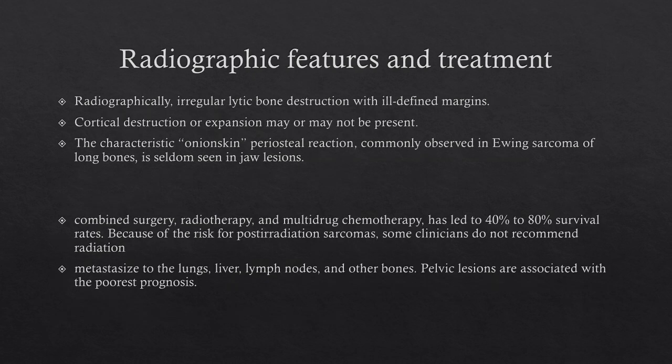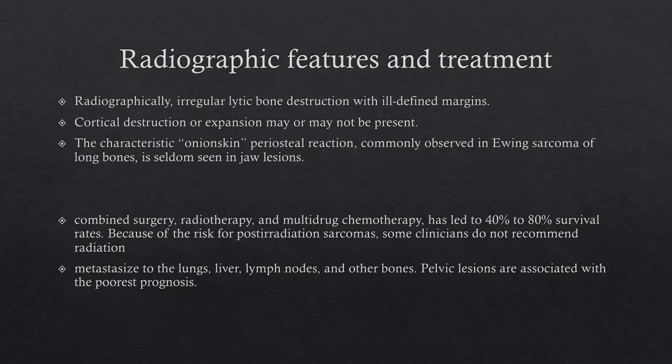There is lytic bone destruction with ill-defined margins, similar to osteosarcoma or a metastatic tumor. Cortical destruction or expansion may not be present, whereas in osteosarcoma there can also be bone formation and bone expansion despite the lytic lesions that are evident. Onion skin periosteal reactions are commonly observed in Ewing sarcoma, and can also be seen in Garre's osteomyelitis, but it's a very characteristic feature of Ewing sarcoma.